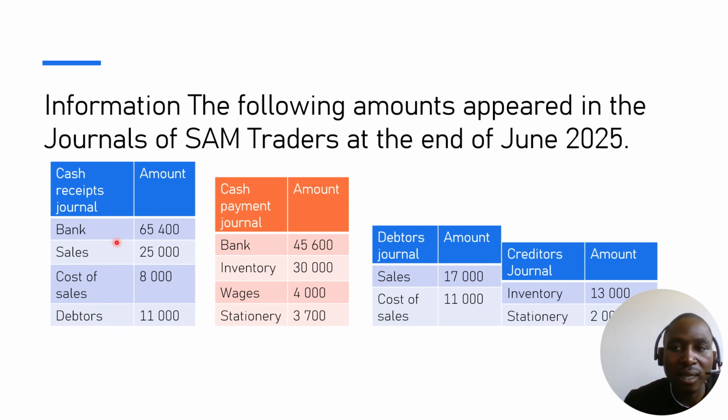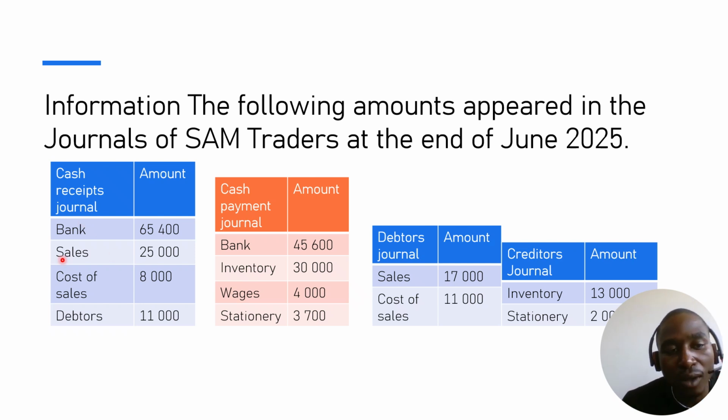We'll write total receipts, and this money from the CPJ will write it on the credit side as total payments, because those are the amounts that went out of our bank account. It is the total of the amount that went out of our bank account. And here, this is the total on the CRJ. This is the total of the amount that we have received.